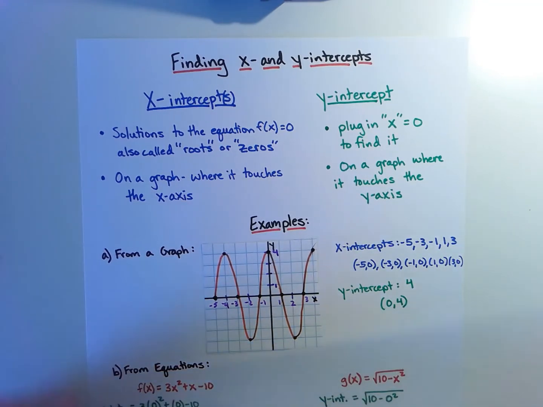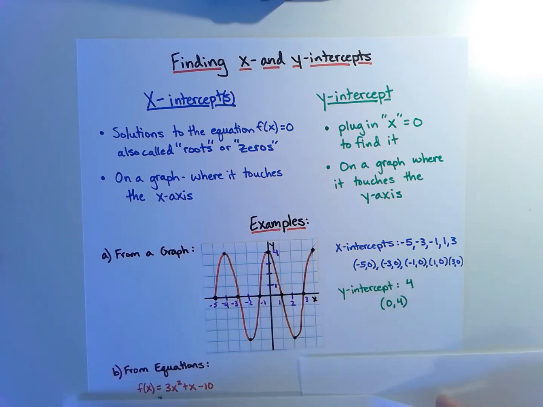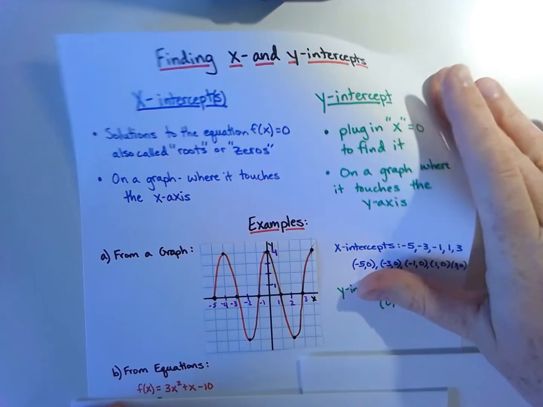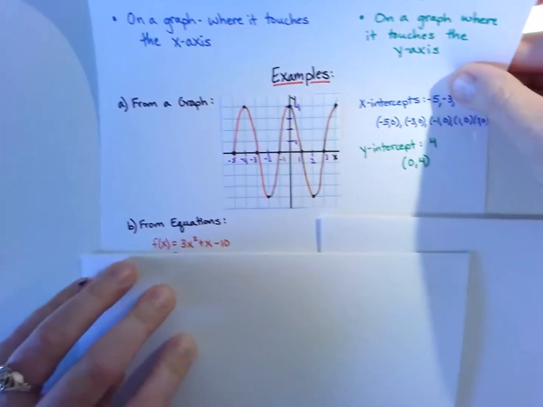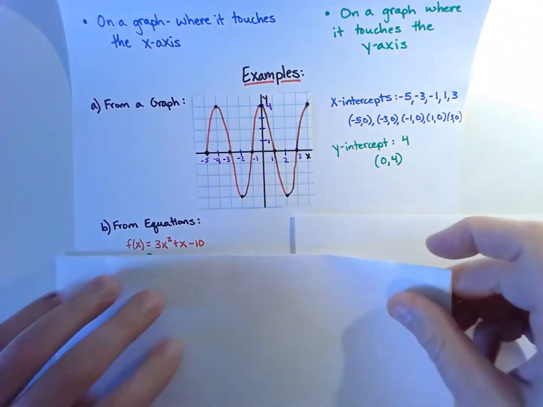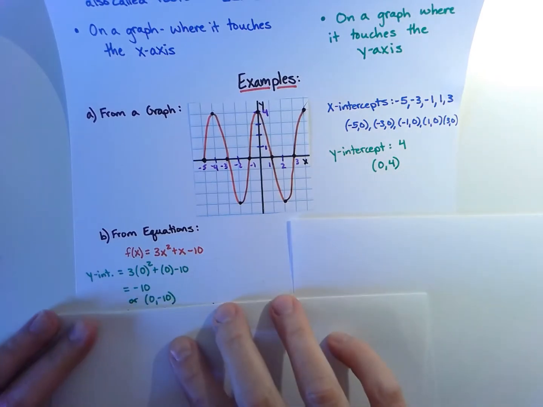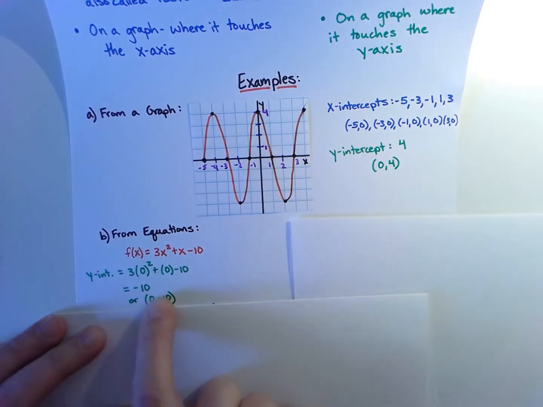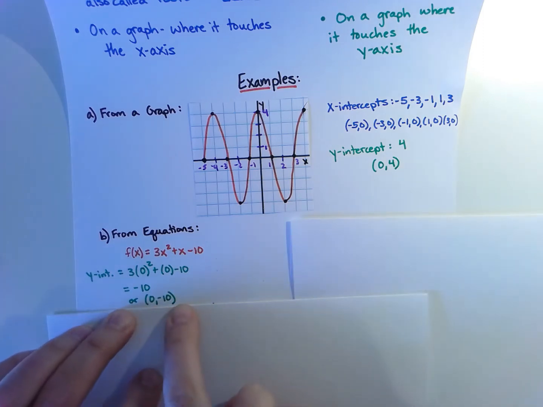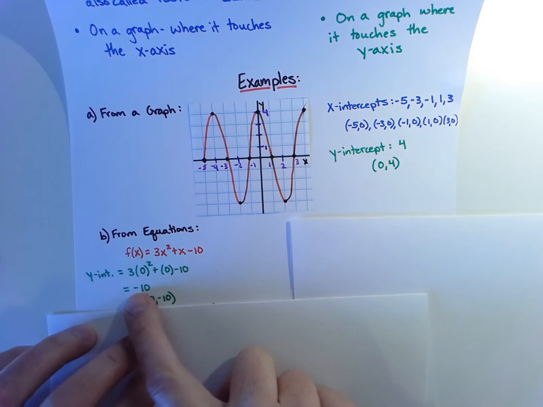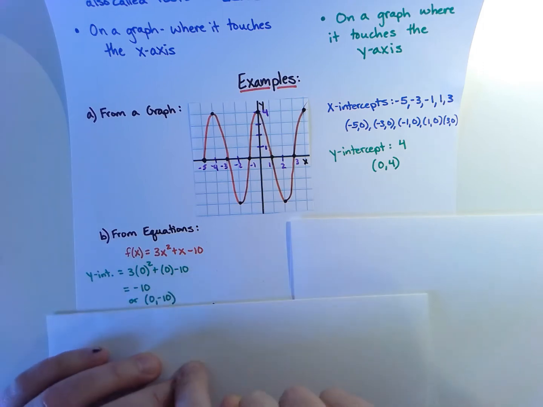Then let's look at equations. So from this first equation, if we're given f of x is equal to 3x squared plus x minus 10, the y-intercept is always really easy because you just plug in x equals 0. And so that's what I've done first. I just substituted x equals 0 into the function and simplified, and you get -10. So you have (0, -10) as your ordered pair, or just that the y-intercept equals -10.